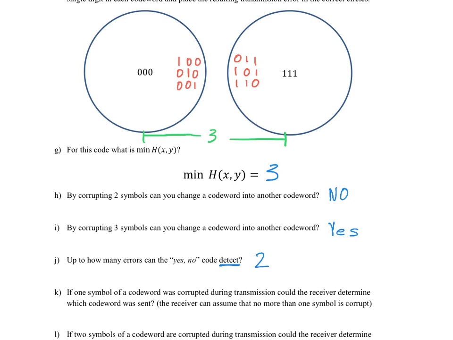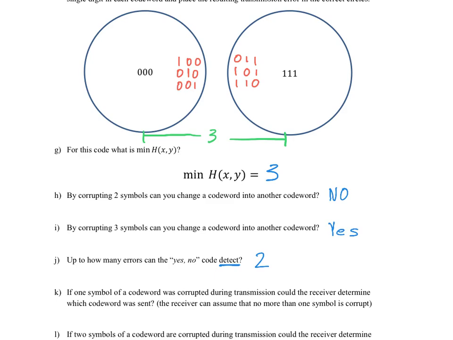So our next question says, if one symbol of a code word was corrupted during the transmission, could the receiver determine which code word was sent? The receiver can assume that no more than one symbol is corrupt. So, two things couldn't have gone wrong.